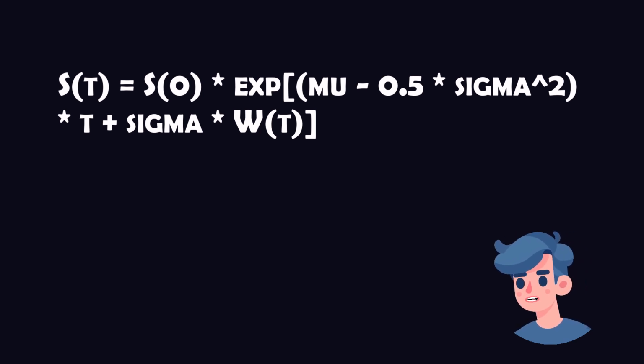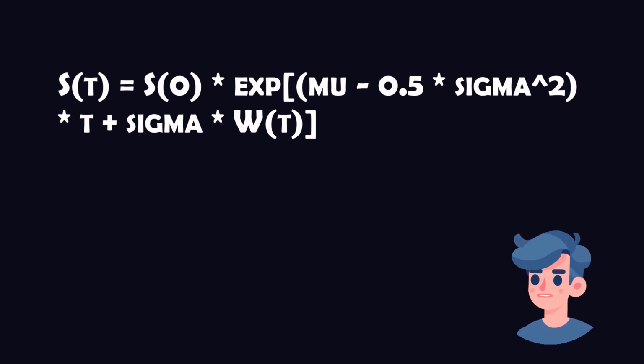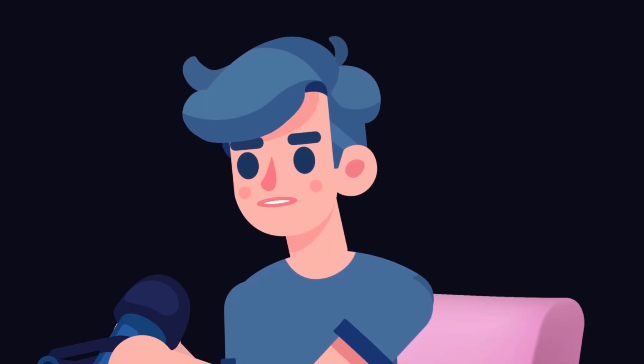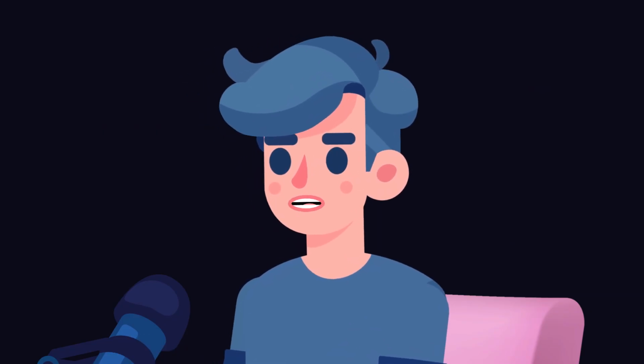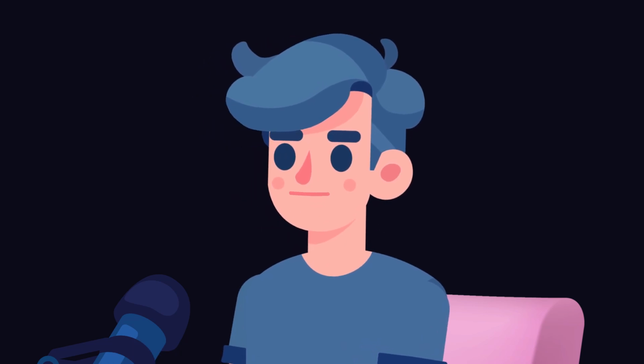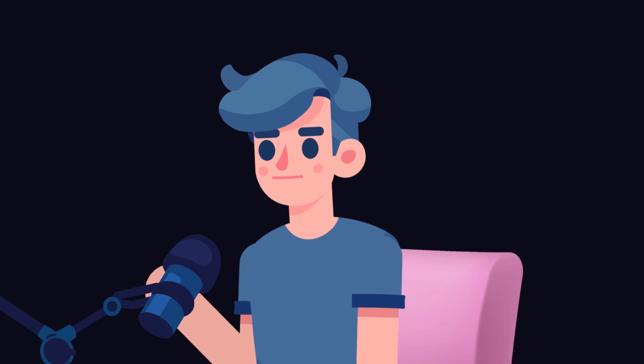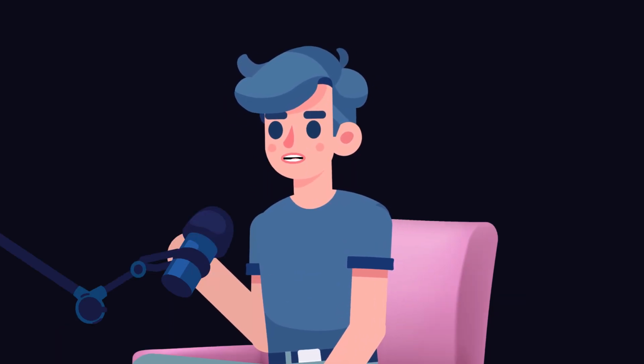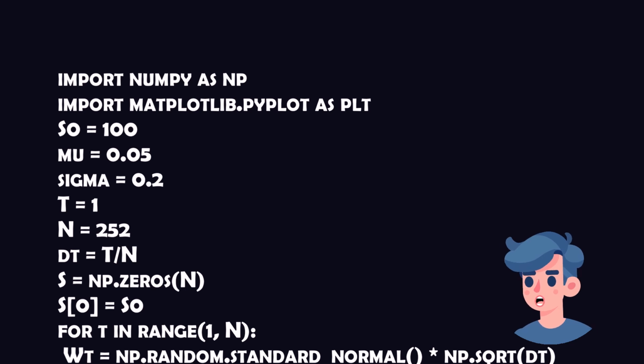efficiently. Here's a snippet of how you might simulate a simple geometric Brownian motion, which is often used to model stock prices. This equation models the stock price S_t at time t, where S_0 is the initial stock price, mu is the drift coefficient, sigma is the volatility, and W_t is a Wiener process or Brownian motion. In practice, here's a simple Python code snippet to simulate this.